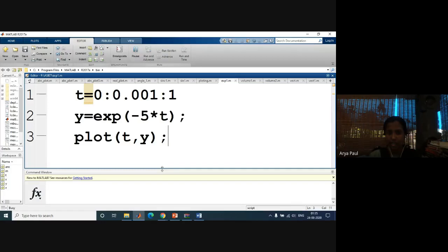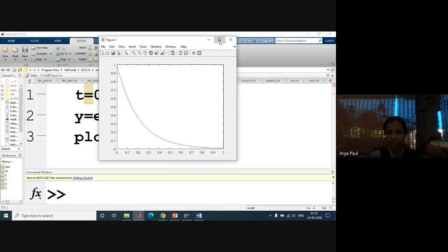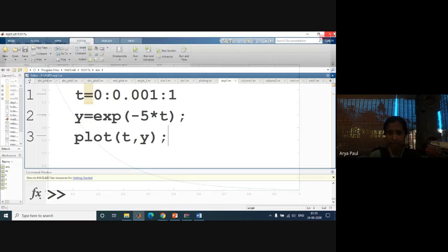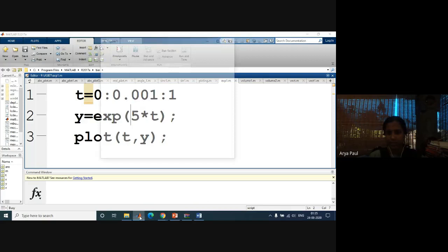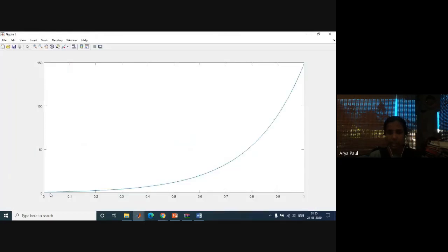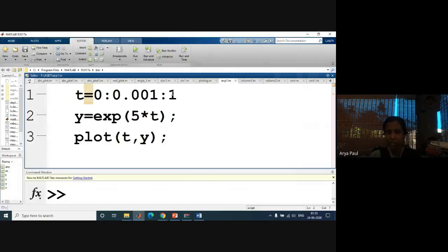If you plot an increasing exponential, just exp of 5 into t. That means growing exponential. So here you can see that you got a growing exponential waveform, an exponential curve whose values are growing. I hope this is clear. So e raised to minus 5t will be decreasing and e raised to 5t will be increasing. I hope this is clear.